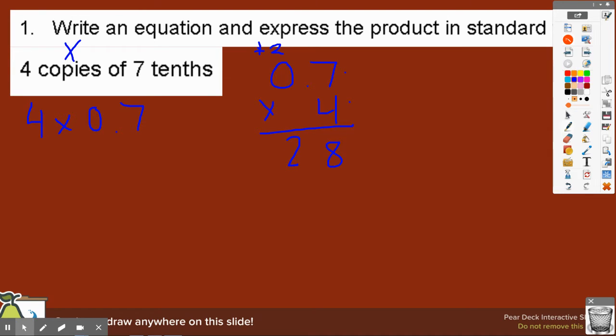Now we go back to our original problem, and we see that there is 1 place value behind the decimal. So in our answer, we need to have 1 place value behind the decimal. So our decimal is going to go in front of the 8. So we end up with a product of 2 and 8/10.